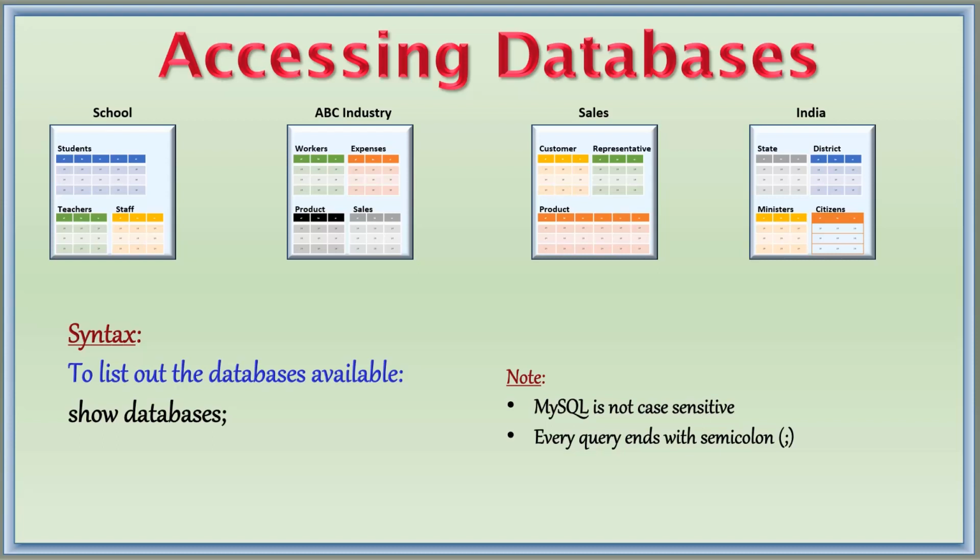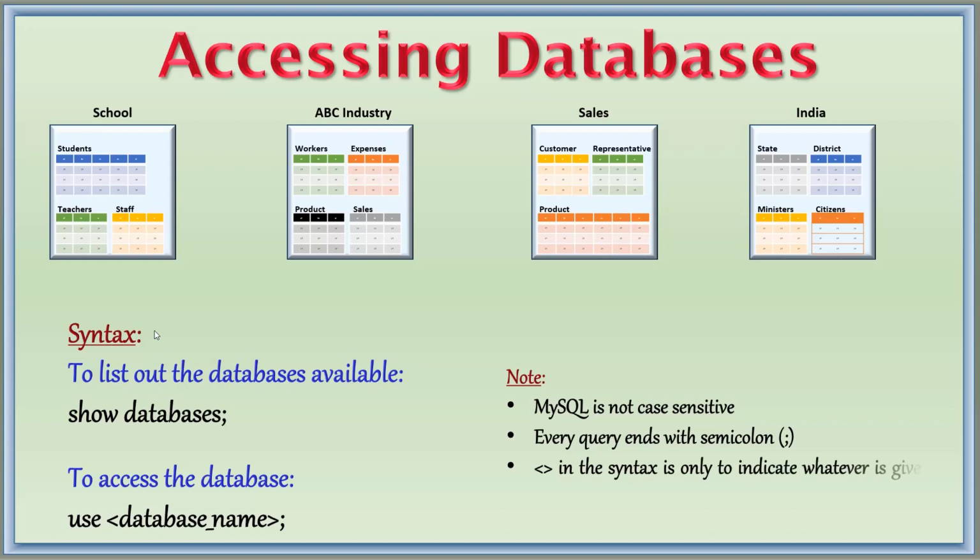Now show databases will list out all the database names, that is, it will say school, ABC industry, sales, India, all these, if they are available. Next, if we want to get inside the database, as I already told you, to access the data from a table, first we need to get inside the database. To access the database, we use the command use and the database name. Here I have put the database name inside angle brackets to indicate that whatever is given inside the angle brackets is to be changed as needed.